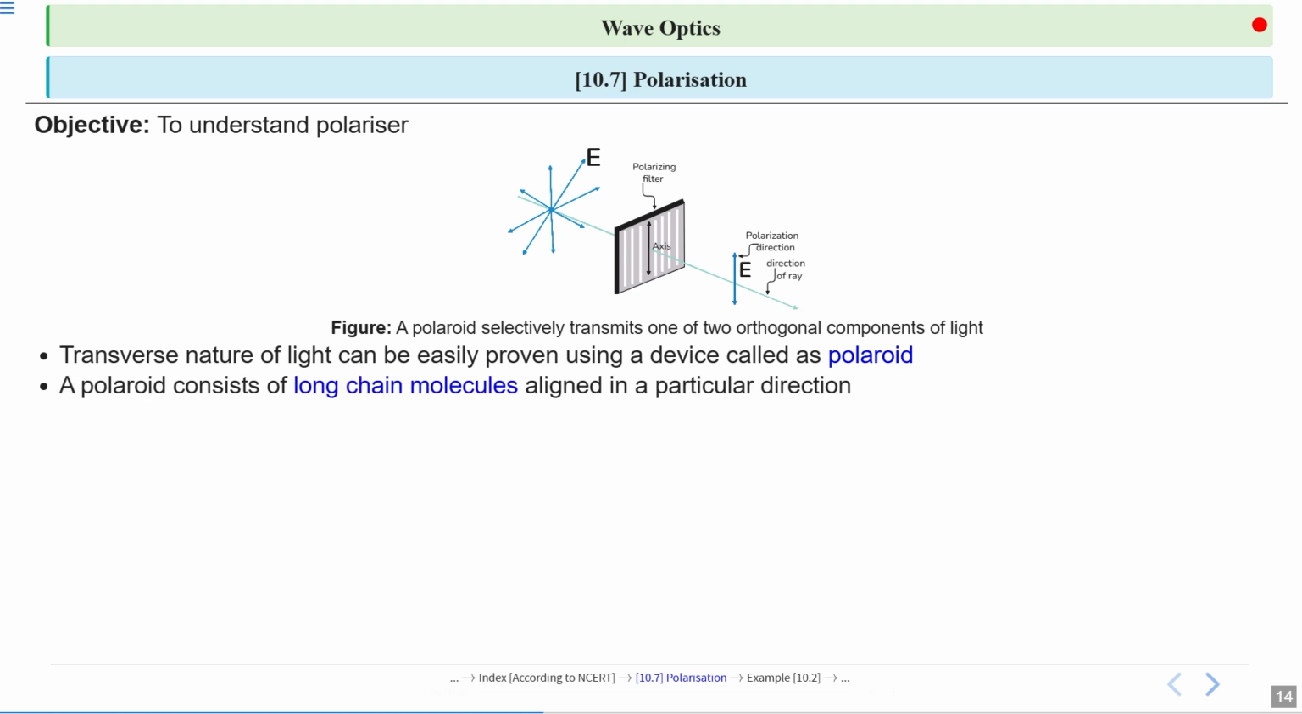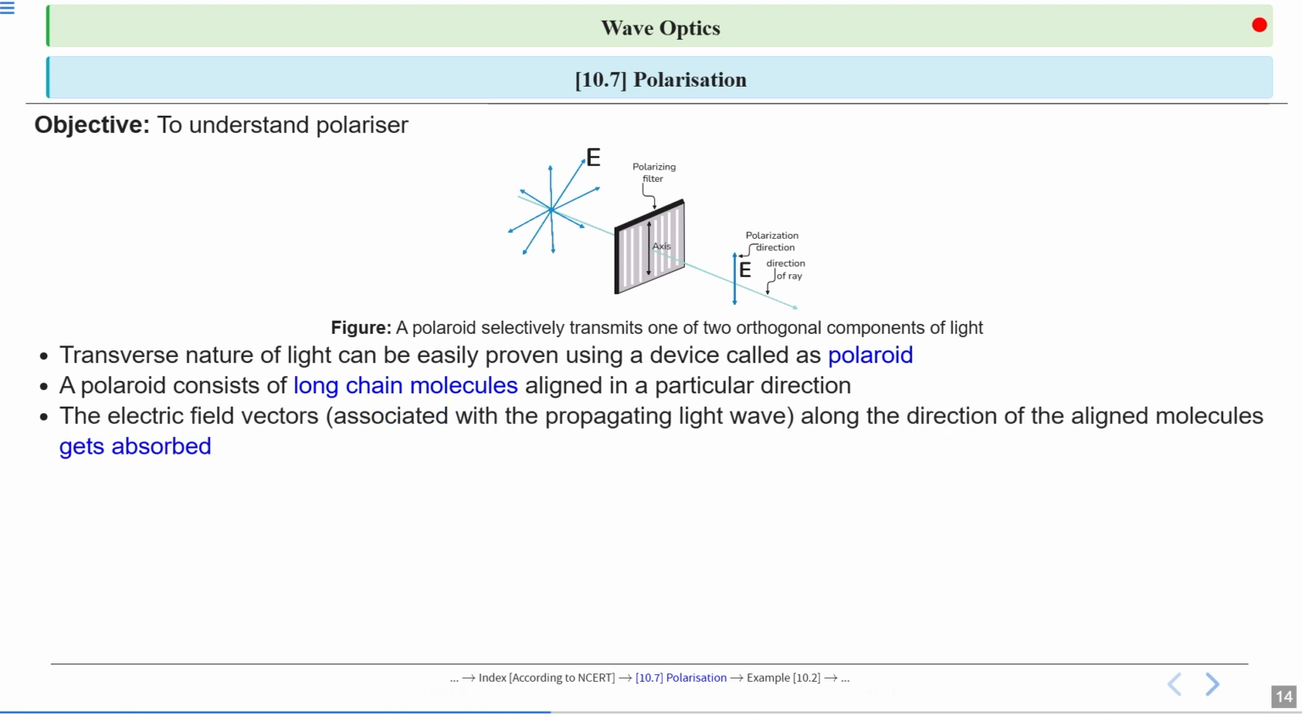So let's study the structure of a Polaroid. It consists of long chain molecules aligned in a specific direction. This alignment is key because it determines which component of the light wave will be transmitted. Think of it like a comb that only lets certain strands of hair pass through.